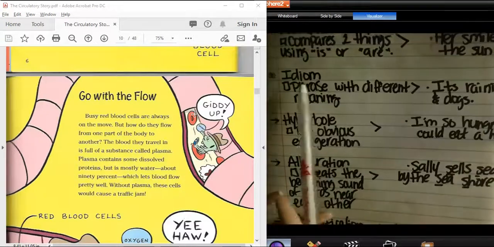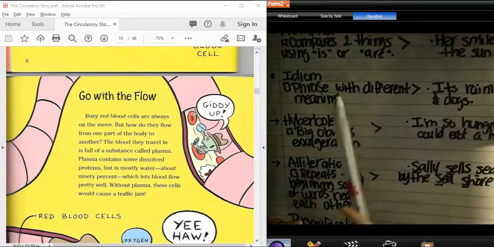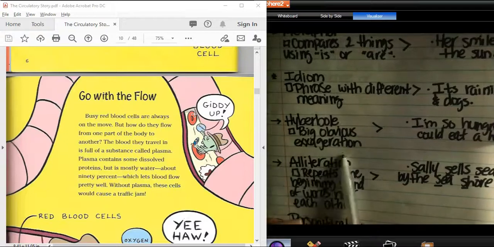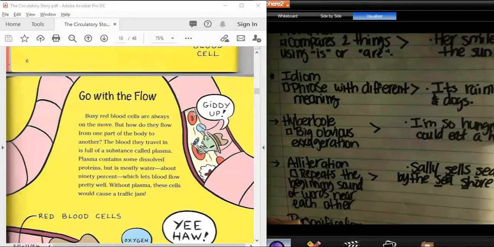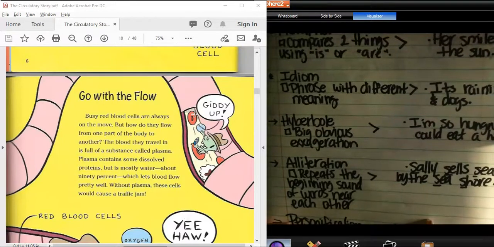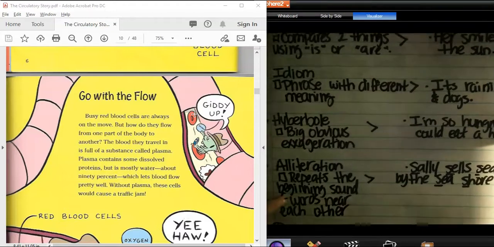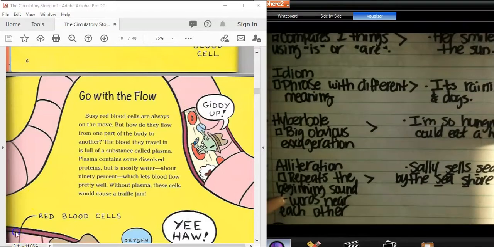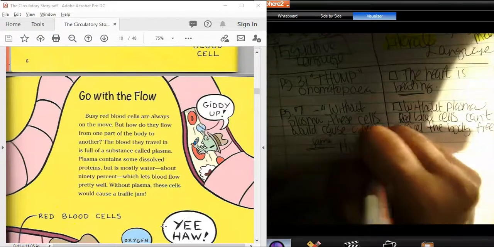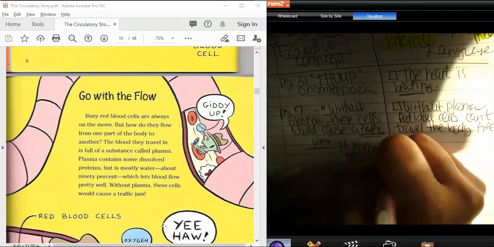Is it an idiom? Is it a phrase with a different meaning, like "It's raining cats and dogs"? Well, no. Is it a hyperbole? It's a big, obvious exaggeration, like "I'm so hungry I could eat a horse." Yes, right? It is a hyperbole. So let's go ahead and write that. We're going to write hyperbole. And just so that I remember, I know that it's an exaggeration.